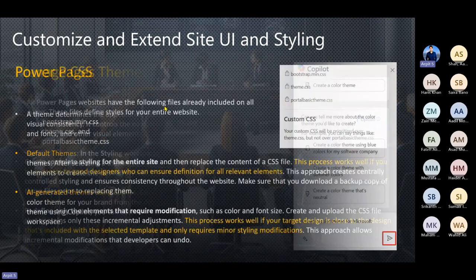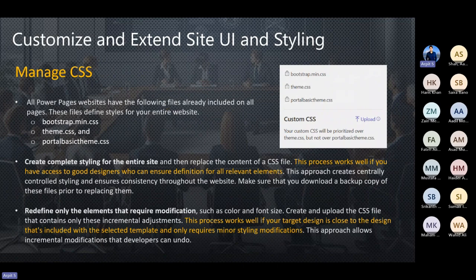The third option that you have got is the CSS. Basically, in all the Power Pages websites that you have, you have the following files: the Bootstrap, the theme and the portal basic theme. So you have three CSS files that are included on all the Power Pages sites.